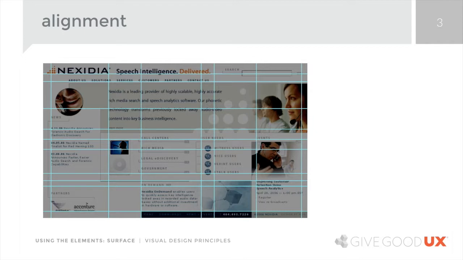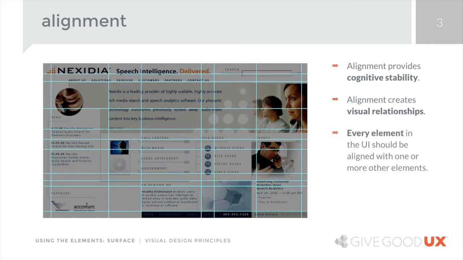So what I'm getting at here is that alignment provides cognitive stability. It allows us to create visual relationships between the things that we see on the screen, and that allows us to track through those items much more quickly, much more easily. So every element in a design should be aligned with one or more other elements. Bottom line here, as I said, align everything. You can't go wrong.